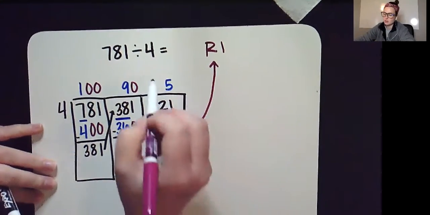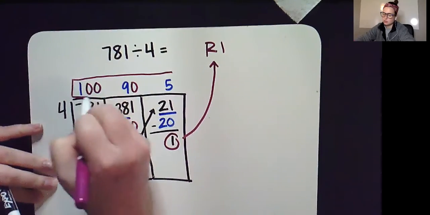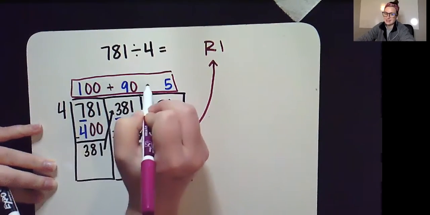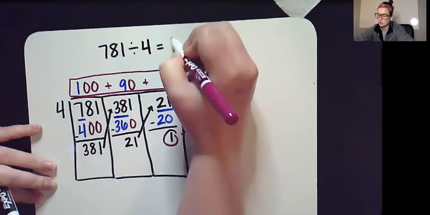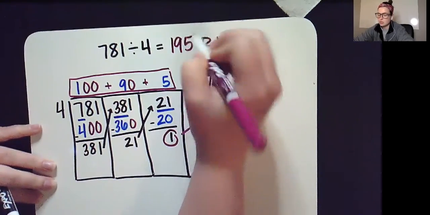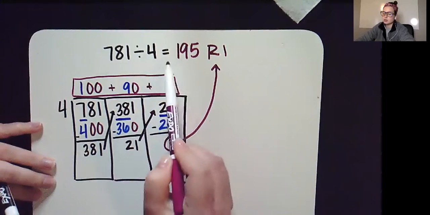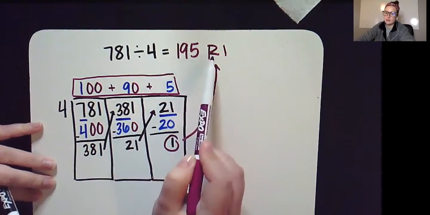So we have our remainder. To find the rest of our quotient, we're going to add the numbers on top of the box. 100 plus 90 plus 5 gives me 195. I now know that 781 divided by 4 equals 195, remainder 1.